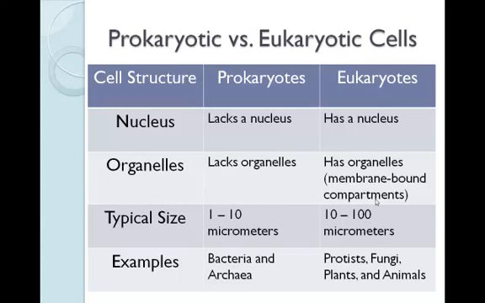Both prokaryotes and eukaryotes have DNA, it's just that prokaryotes have naked DNA in their cytoplasm. In fact, prokaryotic cells lack any membrane-bound organelles, while eukaryotic cells have many different organelles, which we'll be discussing in this episode.